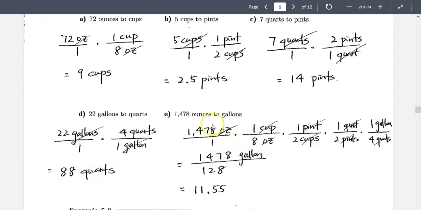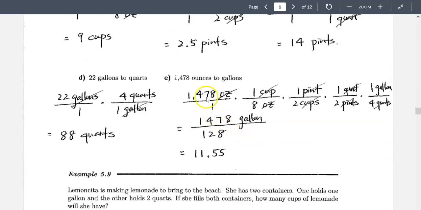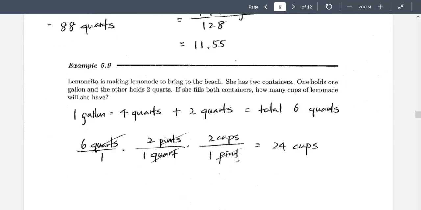Now, this last one, we want to jump from ounces to gallons. There's nothing in our reference table up here that goes from ounce to gallon, but we have ounce to cup, cup to pint, pint to quart, and quart to gallon. So if you line them up, all the units will cancel each other out, and you write down all the relationships: a cup is 8 ounces, a pint is 2 cups, a quart is 2 pints, 1 gallon is 4 quarts. If you line up in this fashion and the only thing left is a gallon, then you multiply everything on top and everything on the bottom, then you divide in the end, you get 11.55 gallons. All right, that's the only thing left.